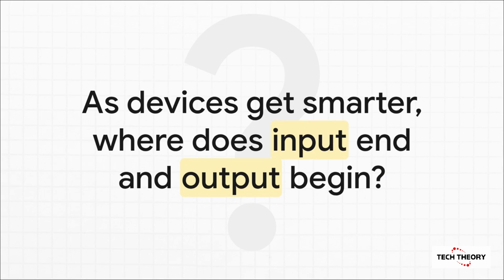And that leaves us with a really fascinating question to think about. As our devices get smarter and smarter, think about a smart speaker that's always listening for your input, or augmented reality glasses that are constantly providing output onto the real world. That line between input and output is getting blurrier every single day. So as we move forward, you have to wonder, where does one truly end and the other begin?